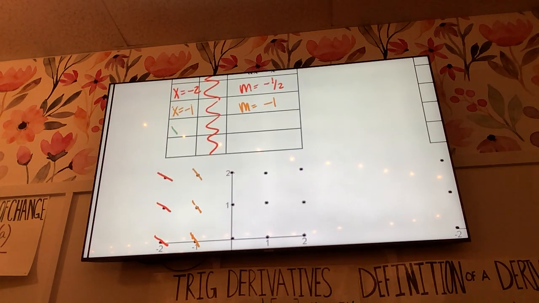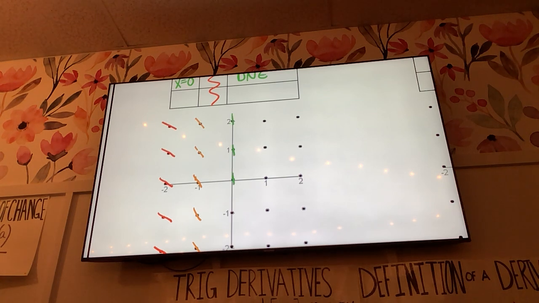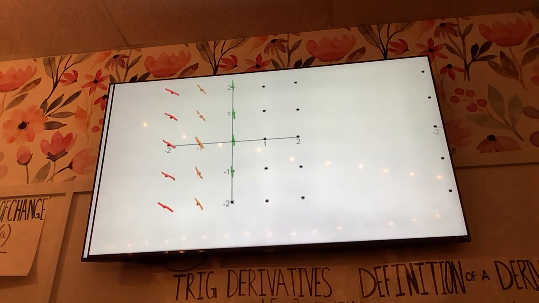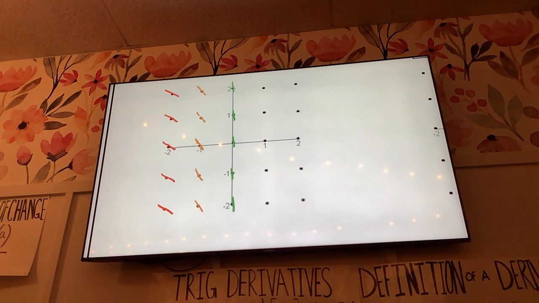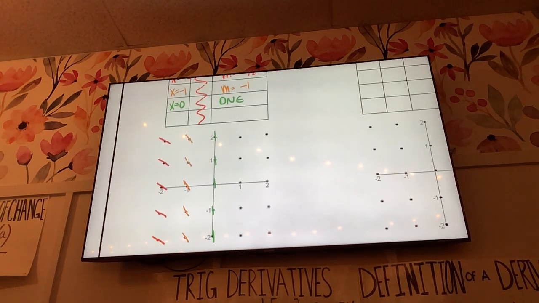All right, what about when x is 0? It doesn't exist. It's undefined. So you have 2 options when it doesn't exist. You can either just leave it off, or you can draw a vertical line, because technically, the slope of a vertical line does not exist. I personally like drawing the vertical line because I feel like you can see the flow of your slope field better, but you can leave it off too.